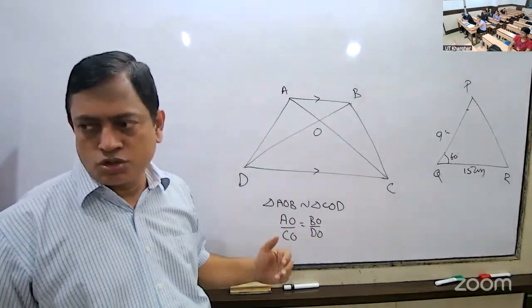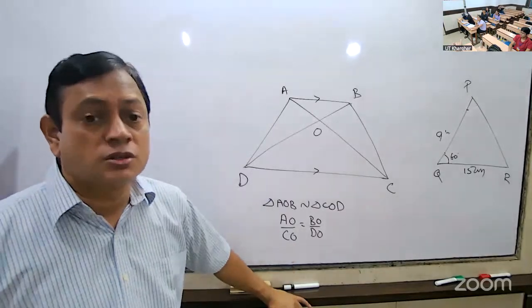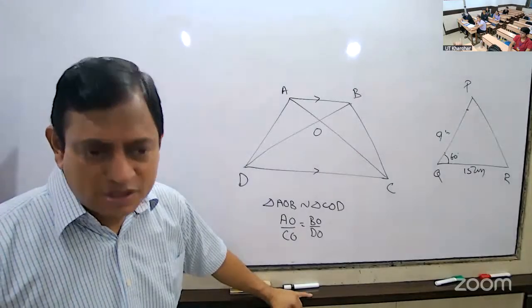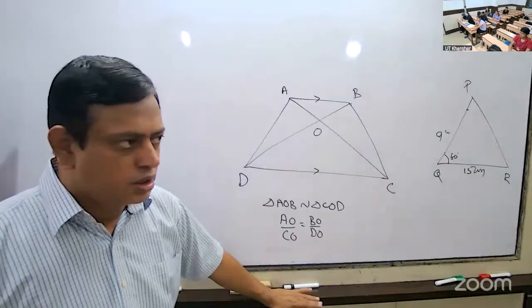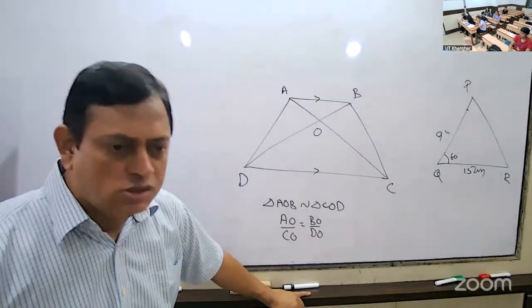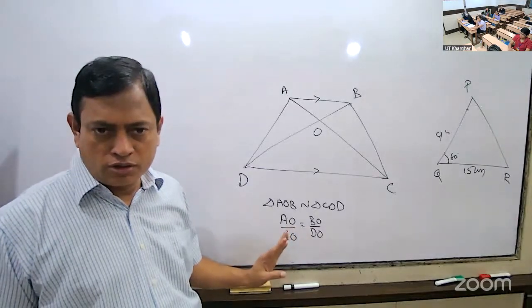Then the reason is corresponding parts of similar triangles. CPCT, you remember now? What is CPCT? Corresponding parts of congruent triangles. You can write CPST, corresponding parts of similar triangles. Even if the teacher doesn't allow it, write in words: corresponding parts of similar triangles. So, are we all following? Everyone?